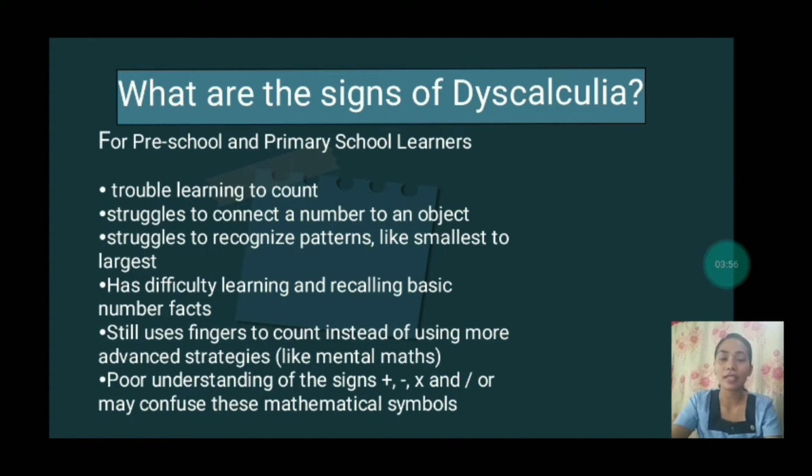So let's proceed to the signs of dyscalculia. There are so many signs of dyscalculia, yet I have only indicated some of these. For preschool and primary school learners, they have trouble learning to count, struggle to connect a number to an object, and struggle to recognize patterns like smallest to largest. They have difficulty learning and recalling basic number facts. They use fingers to count instead of more advanced strategies like mental maths, and have a poor understanding of the signs and symbols of addition, subtraction, multiplication, and division, or may confuse these mathematical symbols.